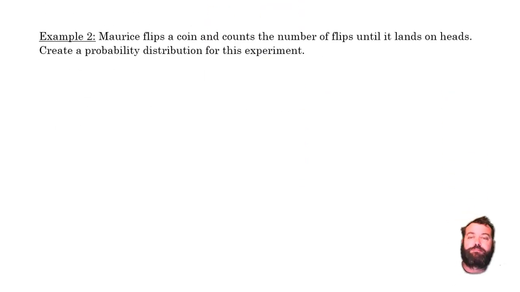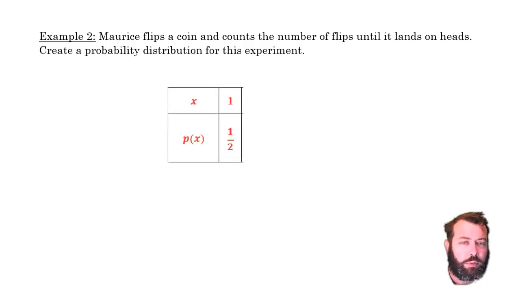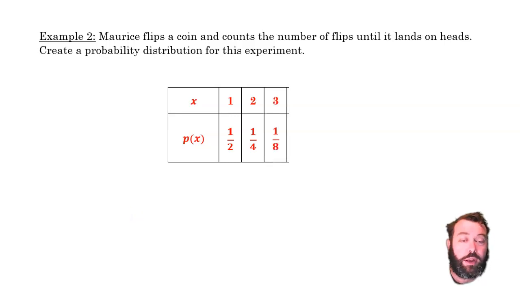Here's another example. Maurice flips a coin and counts the number of flips until it lands on heads. Create a probability distribution for this experiment. Well, how many values could we have? How many times will Maurice have to flip the coin before it lands on heads? Well, maybe just once, so that would be our first value. Maybe twice. There's a 1 in 4 chance that it would take 2 flips before it lands on heads. Or, and a 1 in 8 on the third, and so on.